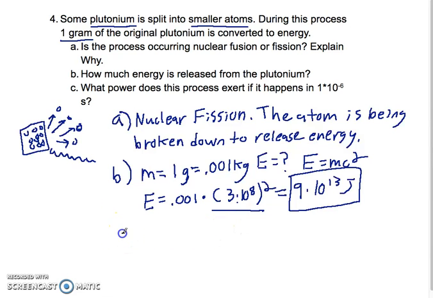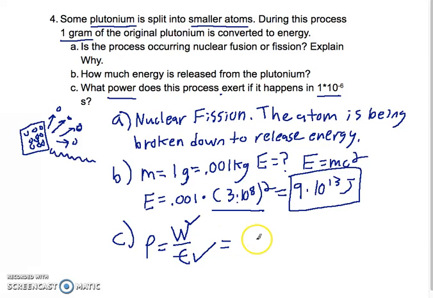And then the last thing is how much power. How much power does this process exert if it happens in 1 times 10 to the negative 6 seconds? That's a microsecond. If we think about power, this isn't an electrical process, so there's really only one way to directly calculate power. That's going to be the work divided by the time. We know the work, the amount of energy released, and we do know the time. So it's fairly straightforward to get the power out.